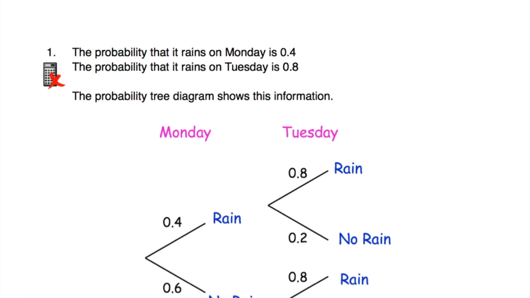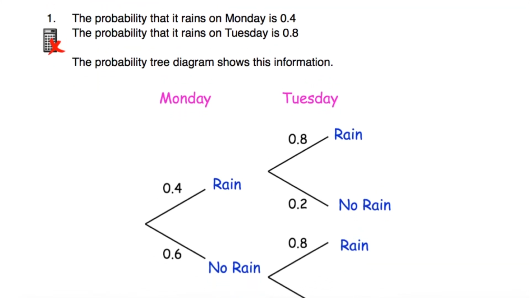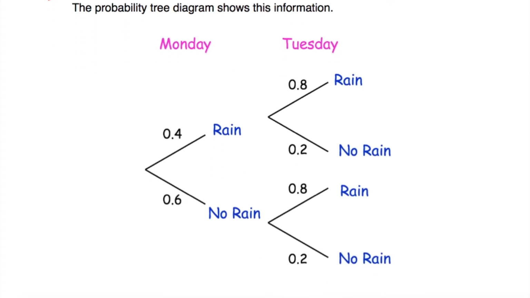Okay, question number one. We've got this tree diagram and we're told the probability that it rains on Monday is 0.4 and the probability that it rains on Tuesday is 0.8. The tree diagram shows this information. On Monday the probability of rain is 0.4 and the probability of no rain is 0.6, and they both add together to be 1. On Tuesday, the probability of rain is 0.8 and the probability of no rain is 0.2, and again, they add together to be 1. So we've got our tree diagram.